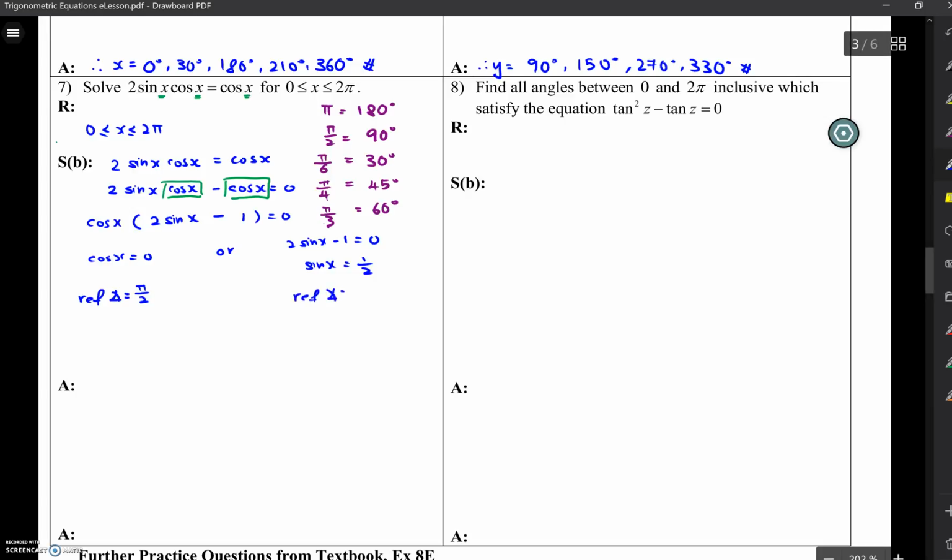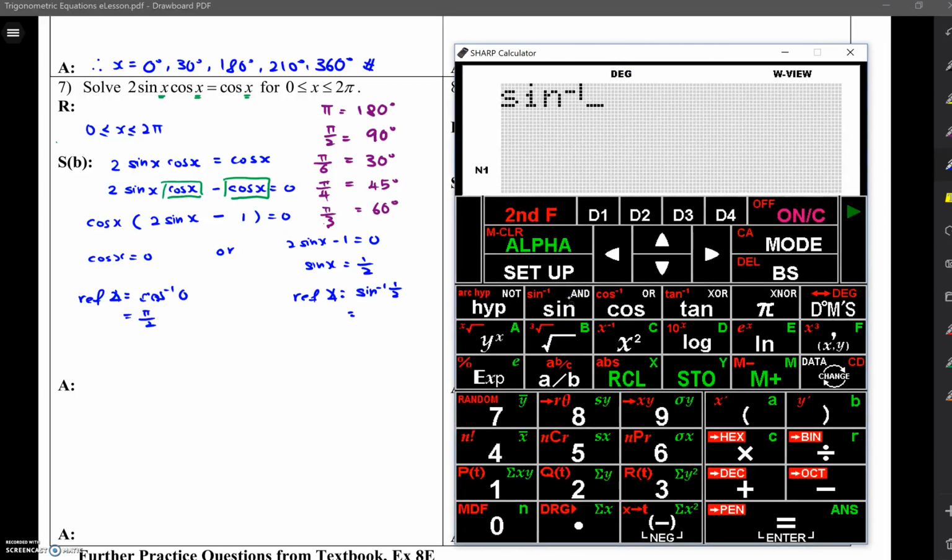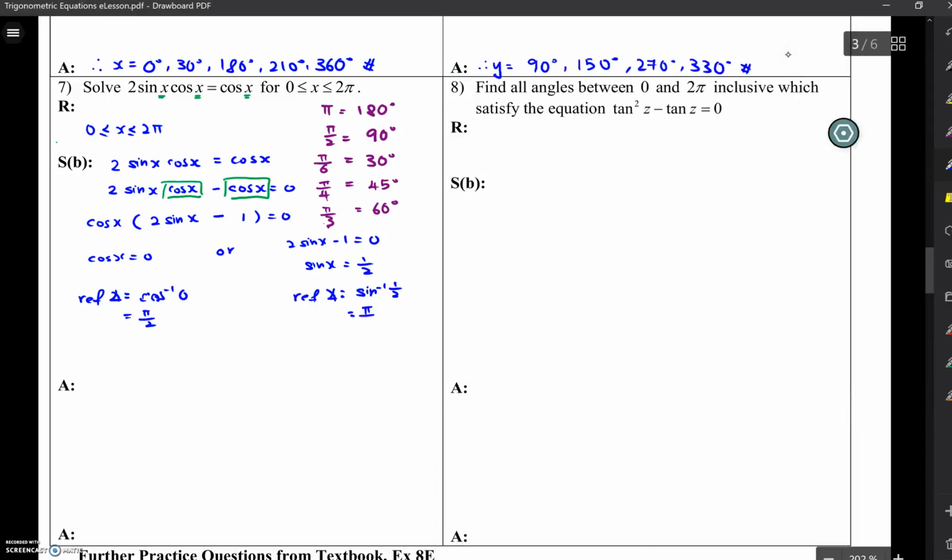Similarly for this case, the reference angle for sine inverse half. Okay, sorry, to keep it consistent, I write it as cosine inverse 0 is pi over 2. So similarly here, I will press sine inverse half. What's the value you see? 30 degrees. So since it's 30 degrees, it's actually pi over 6 radian. That's my reference angle. This part clear? Okay, this will work very importantly for your special angle only. So later when we do other steps, you realize that it's not necessary to put it into this form.